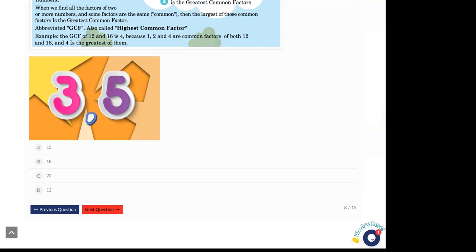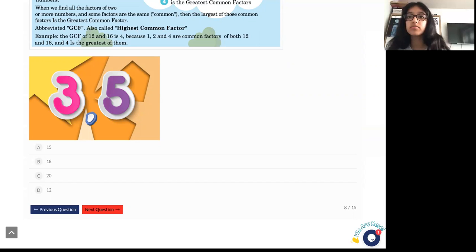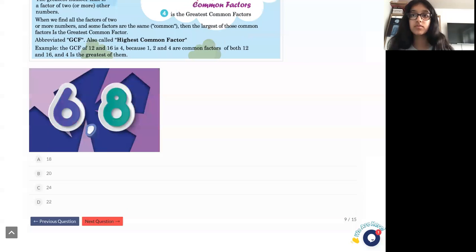Is it A? Yes, so A being 15. So we know that 5 can go into 20, 3 can go into 12, and 3 can go into 18. But we need one particular multiple where both 3 and 5 can go into, and 15 is right.